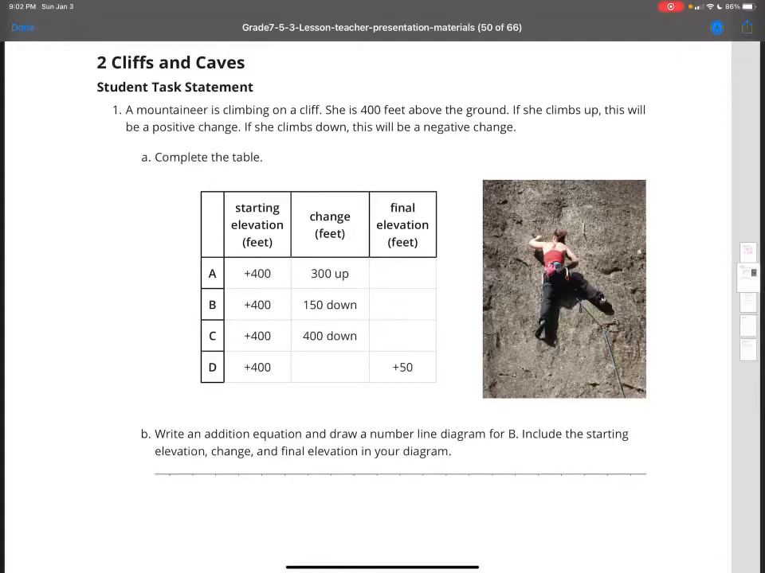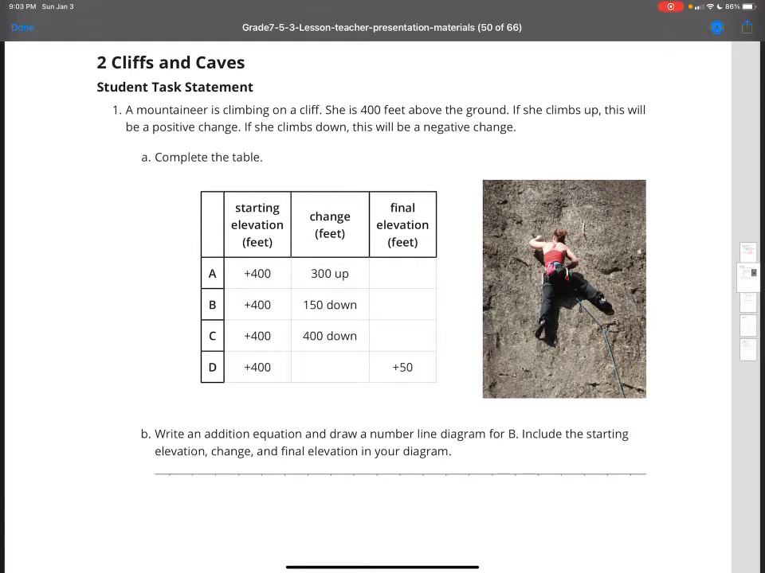Right, guys, let's look at the second student task statement. It says a mountaineer is climbing on a cliff. She is 400 feet above the ground. If she climbs up, this would be a positive change. If she climbs down, this is a negative change. It says complete the table.